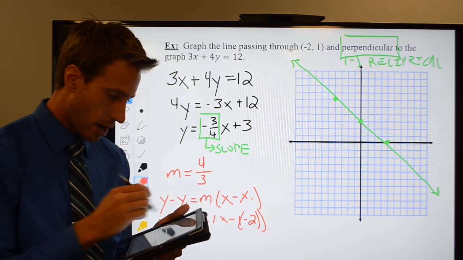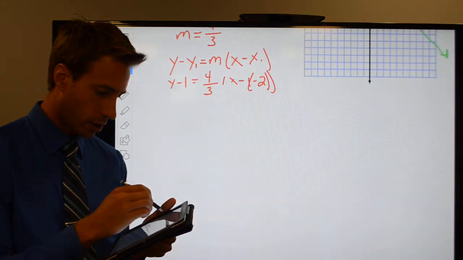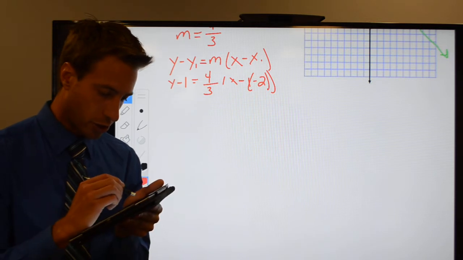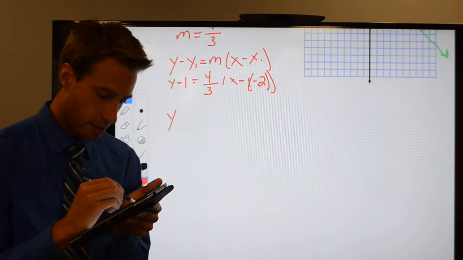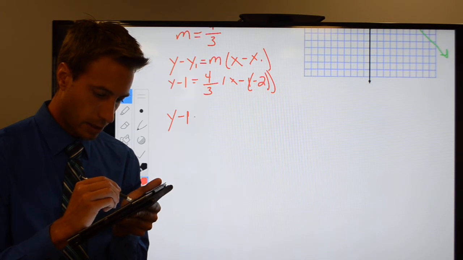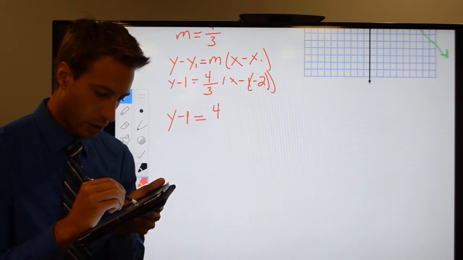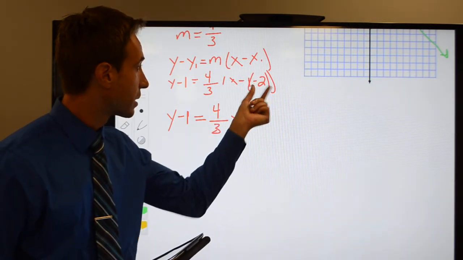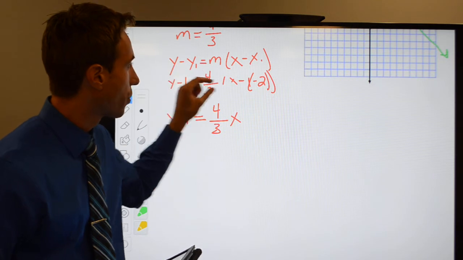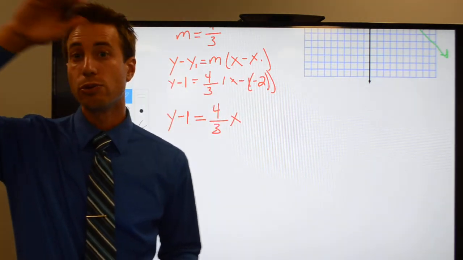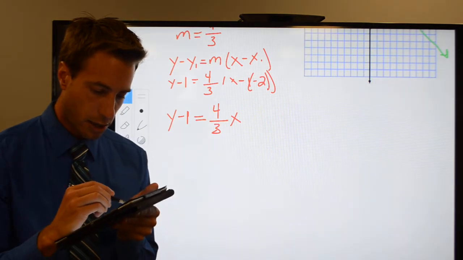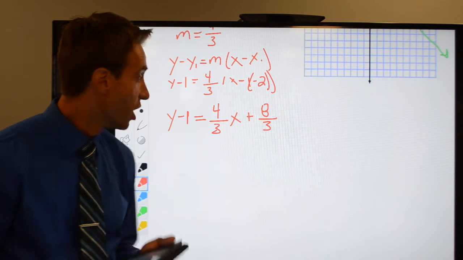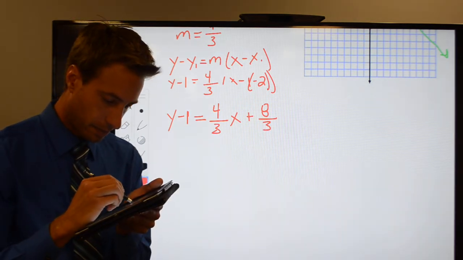Okay, here we go. Let me slide it up a little bit so you guys can see my work. Boom. Distribute the 4/3. So y minus 1 is equal to, let's see, we'll have 4/3 x. The negative and a negative makes this a positive 2. I'm going to multiply 4/3 times a positive 2. The 2 just gets multiplied into the numerator, so I have a positive 8/3. Let's add the 1 to the other side.